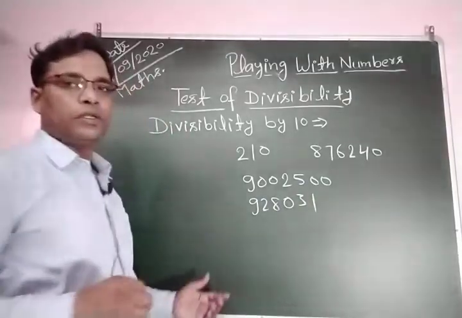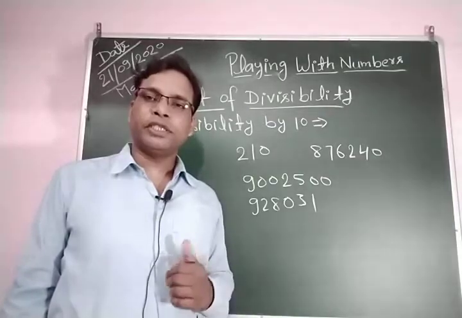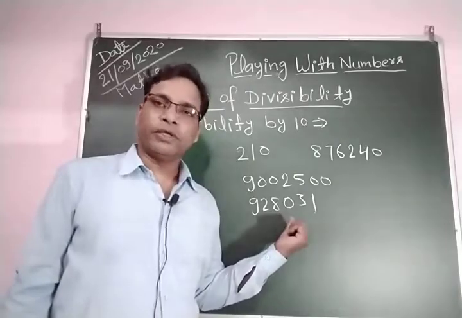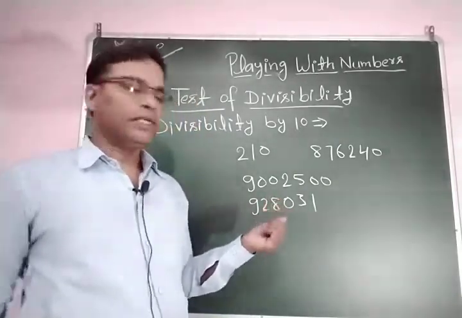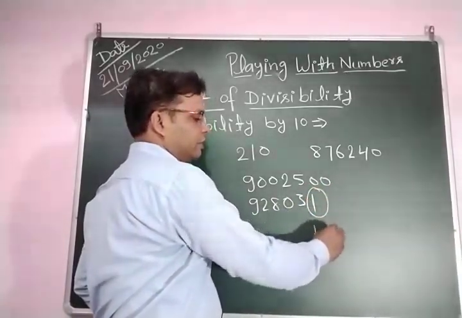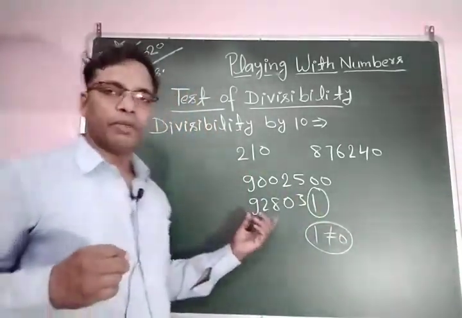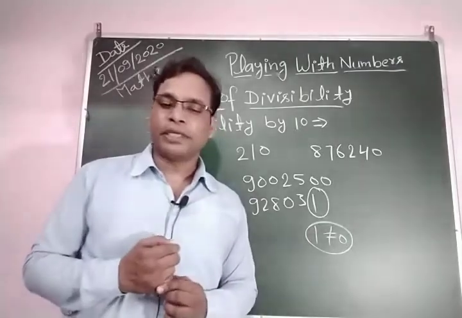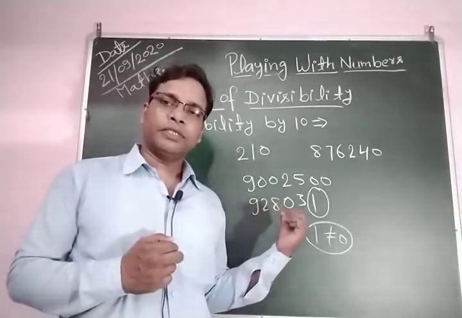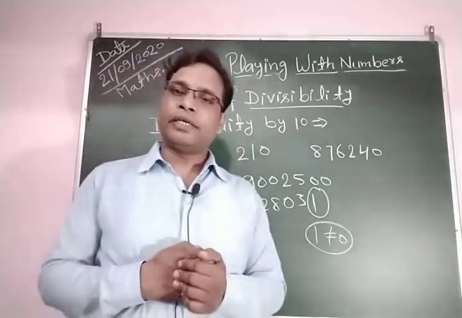If you take another example, 92801, tell me whether this number is divisible by 10 or not. For this we check the unit place digit. If the unit place digit is 0, then the number is divisible by 10. If the unit place digit is not 0, then the number is not divisible by 10. So here the unit place digit is 1, which is not equal to 0. So the given number is not divisible by 10 because its unit place digit is not 0. Students, I hope all of you understood which number is divisible by 10 or not.